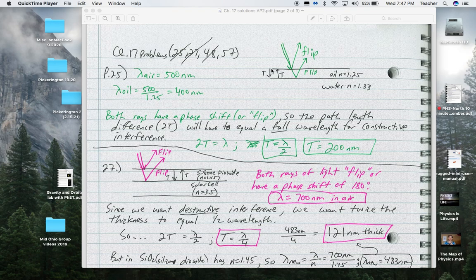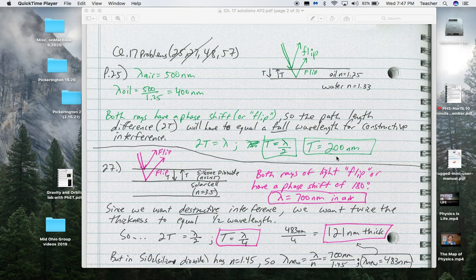But it can't be 0. So the path down and the path up, or two thicknesses, are the path length difference. That's this and this. So that 2 thickness needs to equal 1 full wavelength to keep these waves in phase, since they already would be in phase if the thickness was 0. So that means the thickness would be half a wavelength.